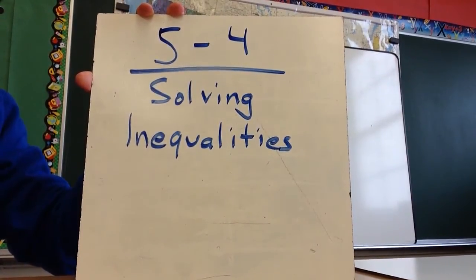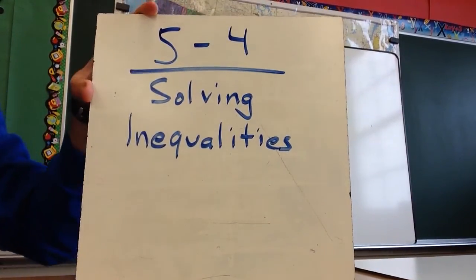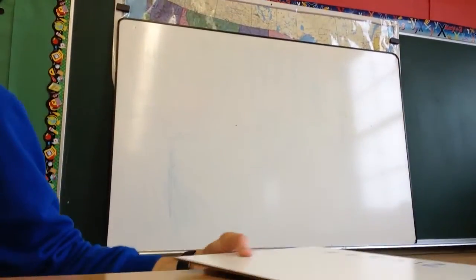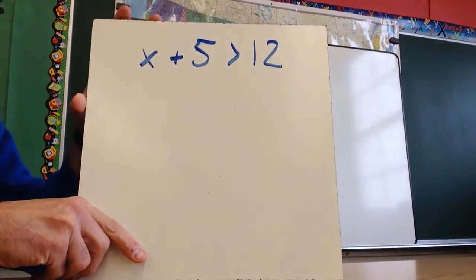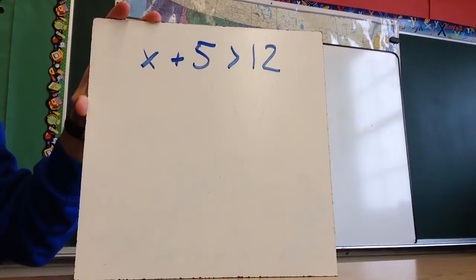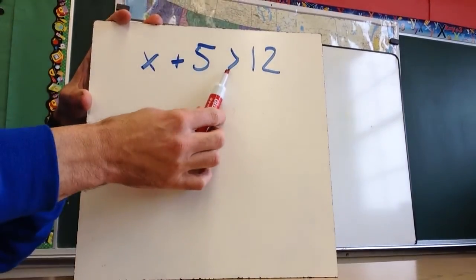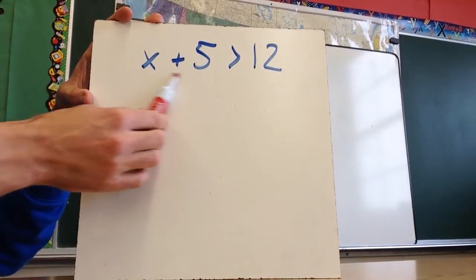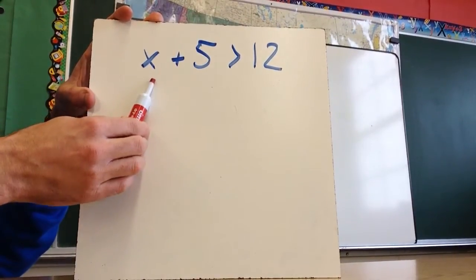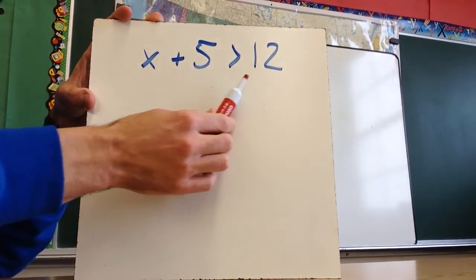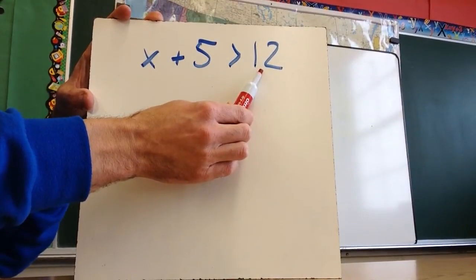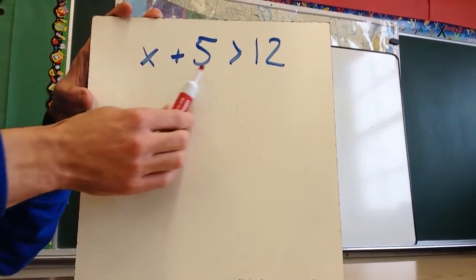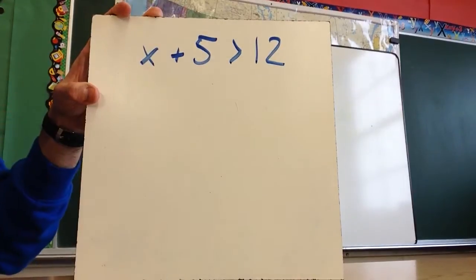Today's video will discuss Chapter 5.4, Solving Inequalities. So we're going to solve these very similar to the way that we solve equations, except that obviously the difference between an equation and inequality is this symbol, right? And so what this symbol is telling us is that this, that is on the left, which is just a number, even though it's written like this, is greater than this number. So whatever x is, when I add it to 5, it will have to be greater than 12.